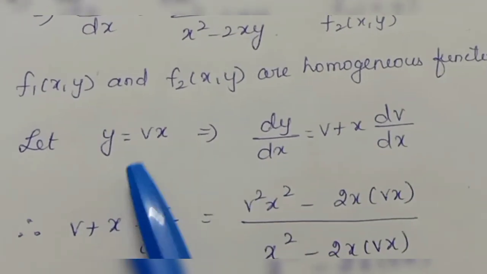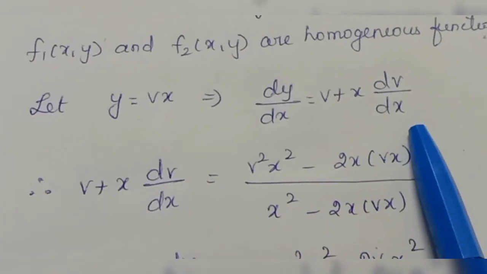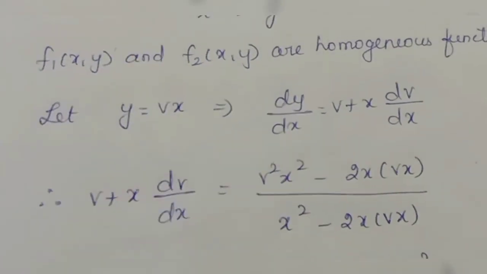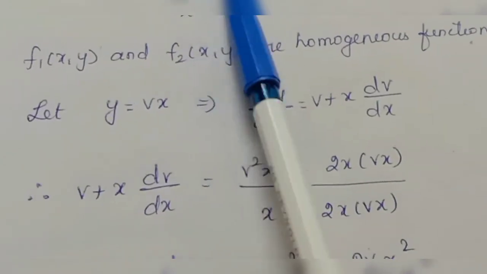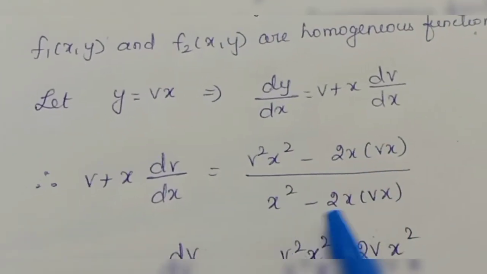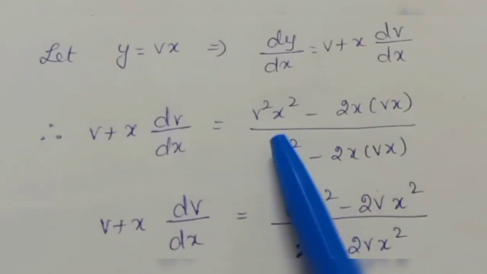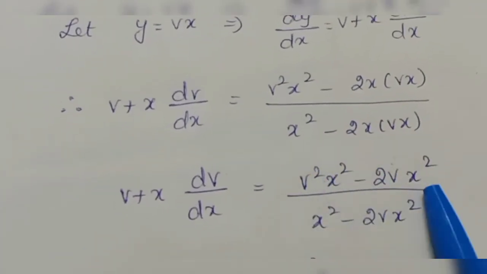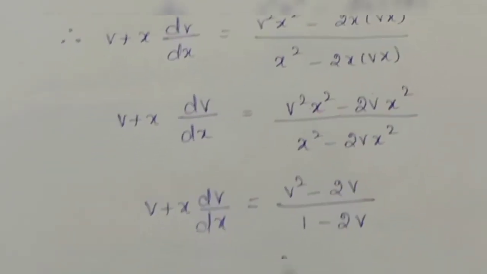So let us take y equal to vx, that is dy by dx equal to v plus x into dv by dx. Substitute it here. So v plus x into dv by dx is equal to v square x square minus 2x into vx divided by x square minus 2x into vx. Okay, right. So throughout we can cancel x square here. So it will be v square minus 2v by 1 minus 2v.